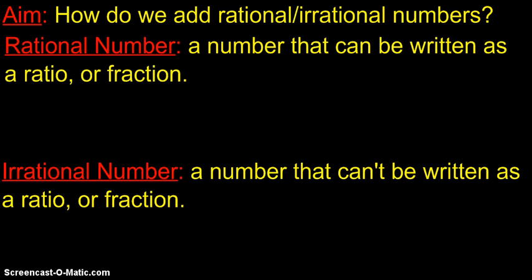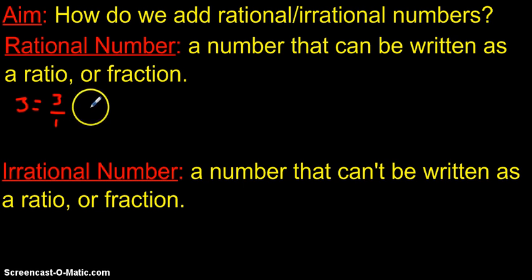So as a reminder, what is a rational number? A rational number is a number that can be written as a fraction or a ratio. So here are a couple rational numbers. The simplest would be any number, 3, and the reason for that is 3 is the same thing as 3 over 1, which means it can be written as a fraction.